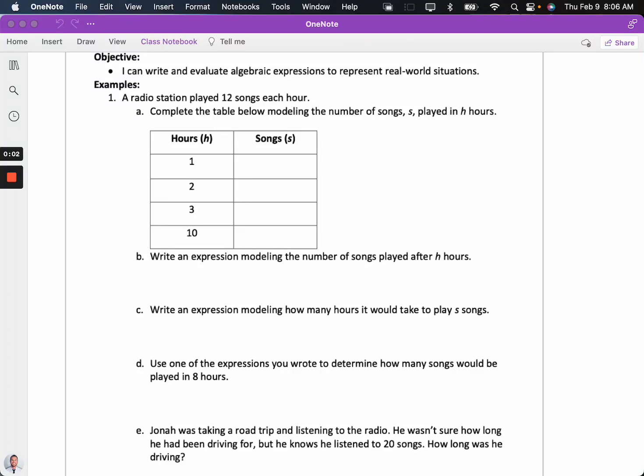Welcome students. In this video we're going to take a look at how to write and evaluate algebraic expressions that represent real-world situations. Specifically, we're going to look at the relationship when we're looking at a table, and how we can write an expression to model what's happening there.